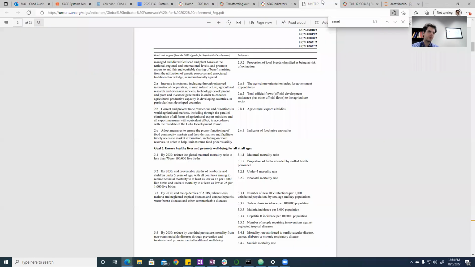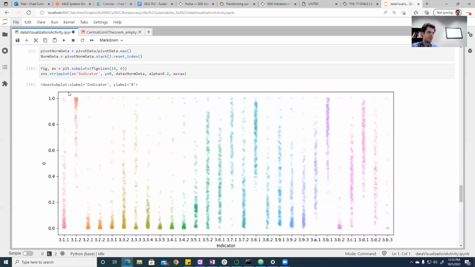What about 3.1.2? That's the proportion of births attended by skilled physicians. Well, in this one, the good condition, right? You want to have a high proportion of births attended by skilled physicians. And it looks like that's the case. Most countries have skilled physicians in attendance at births, right? While the outliers are the ones that are low, right?